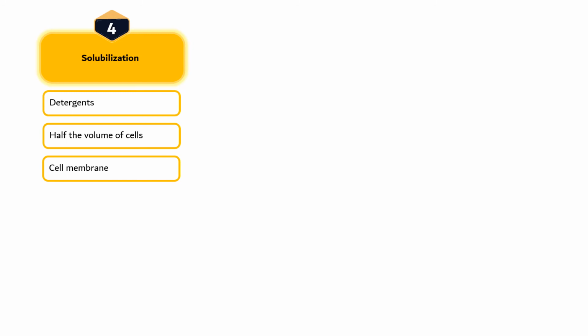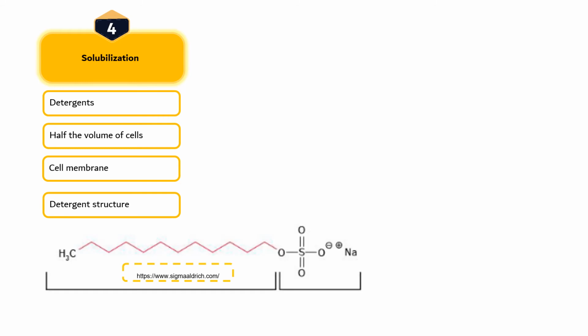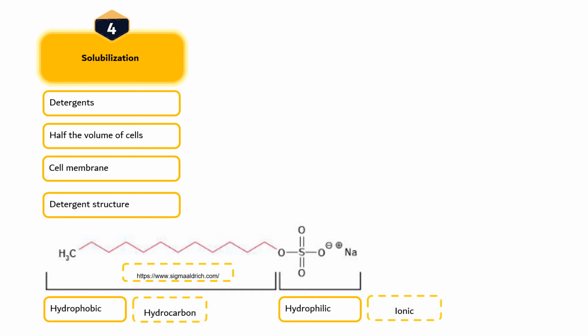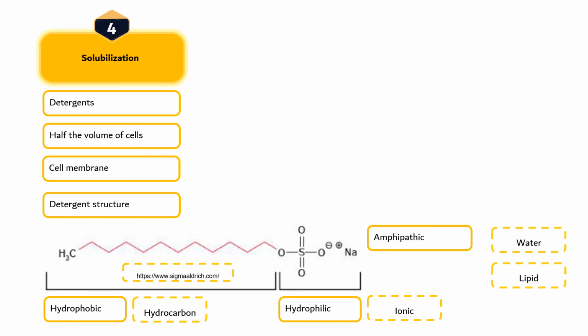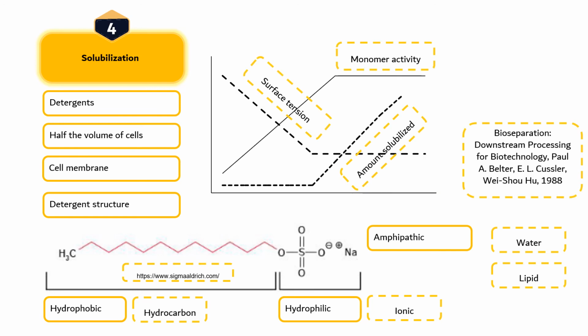The chemistry depends on detergent structure, as shown in this figure. The structure has a hydrophilic portion, which is often ionic, and a hydrophobic part, which is frequently a hydrocarbon. As a result, the detergent is amphipathic, which means it is capable of interacting with both water and lipid. Typical detergent properties are shown in this figure, which change abruptly over a narrow range due to the formation of micelles, often called the critical micelle concentration.